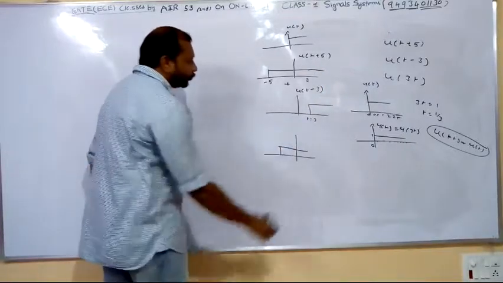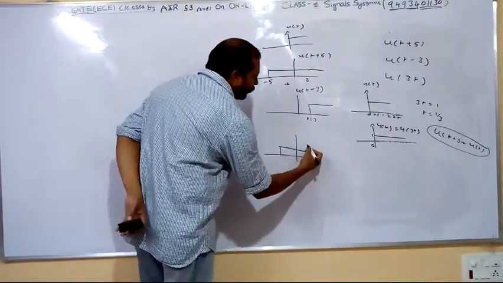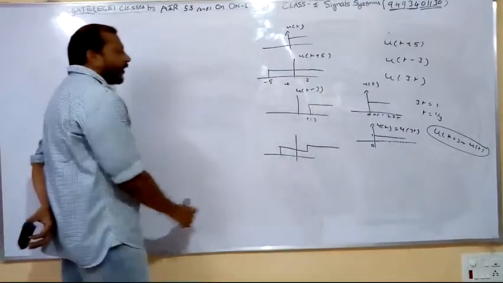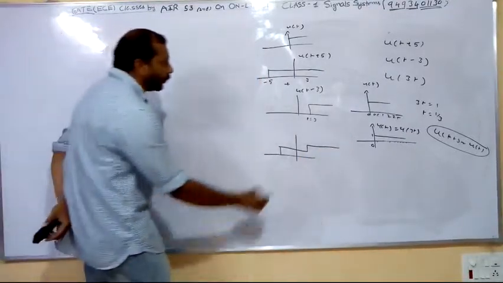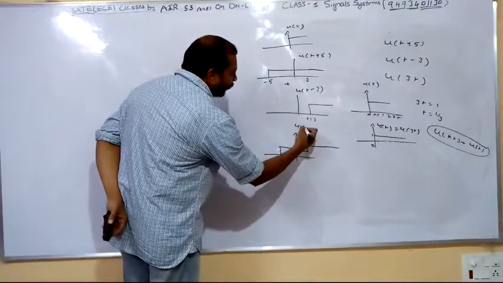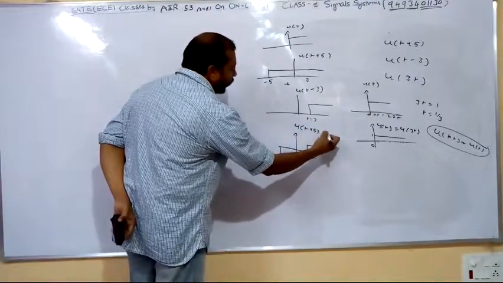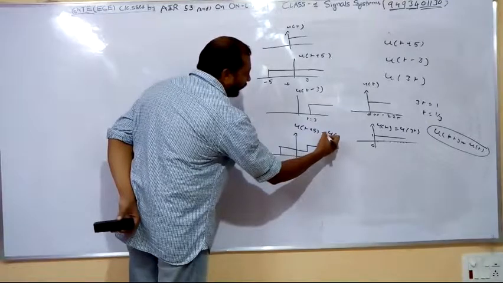1 plus 1 is equal to 2. So this tends up to infinity, and this value is equal to 2. So this is the signal u of t plus 5 plus u of t minus 3. Listen carefully, the conclusion is there.